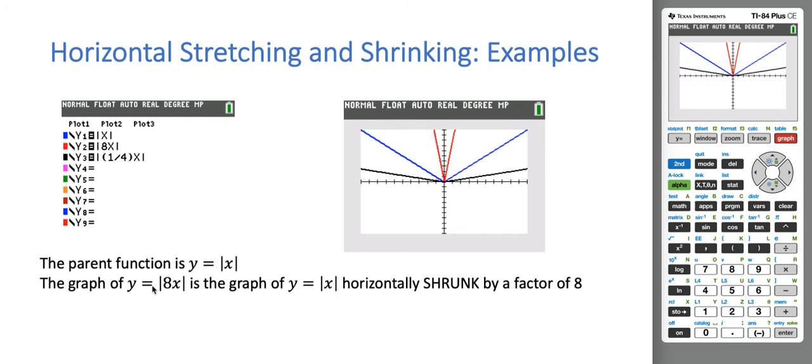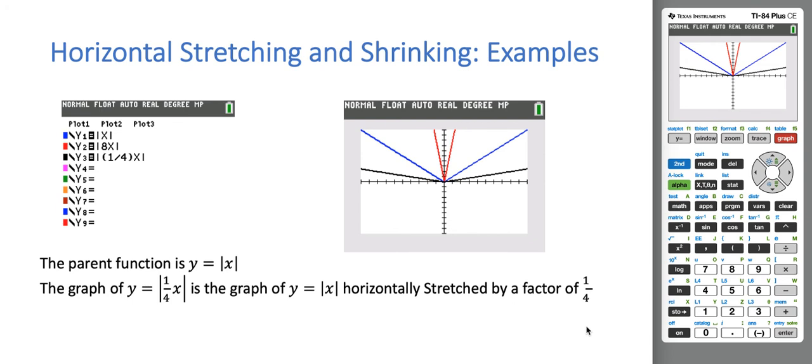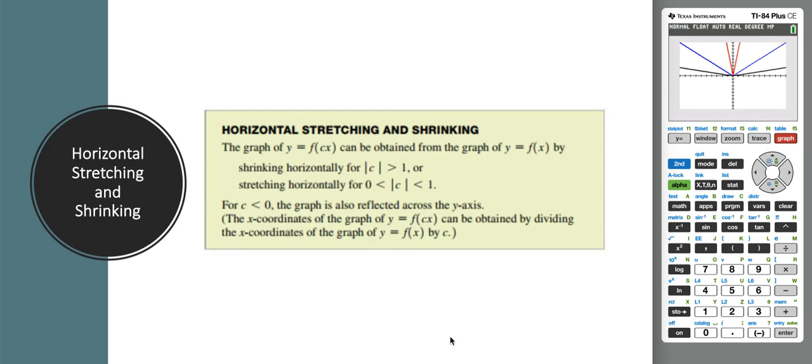So the graph of y equals the absolute value of 8x is the graph of y equals the absolute value of x, which is the parent function, but it's horizontally shrunk. Understand that we're pressing left and right towards the middle, and so it's shrinking by a factor of 8. And the other function is stretching by a factor of 1/4. And that's summarized on the next screen.